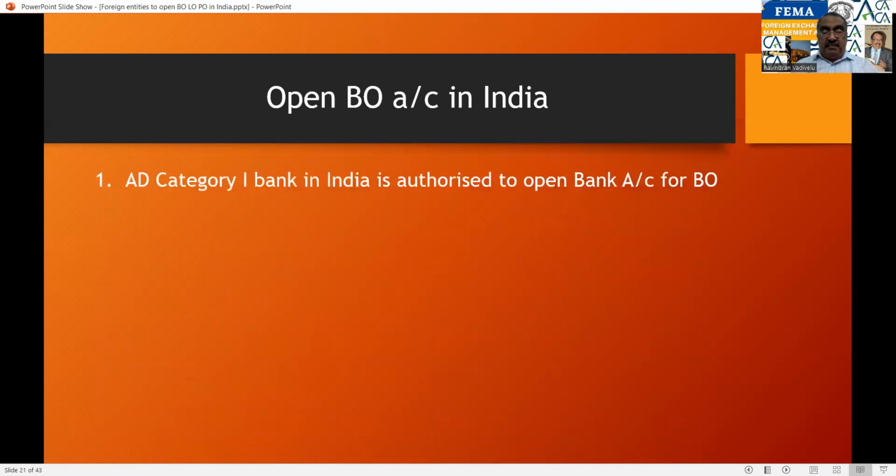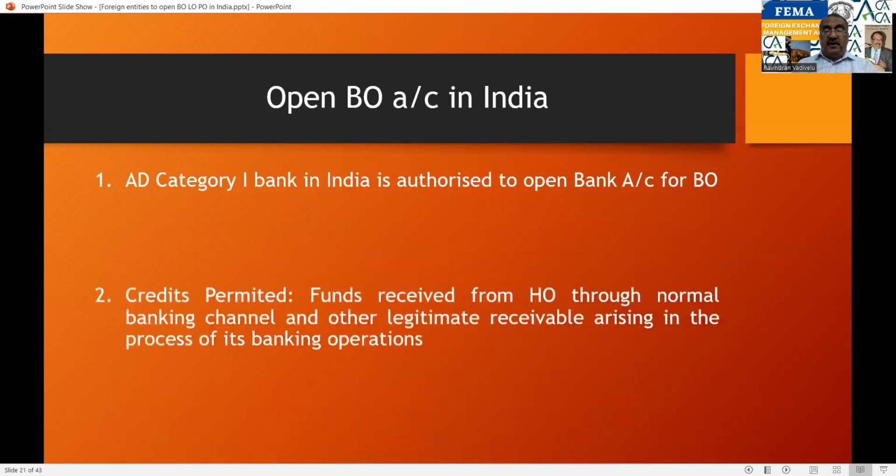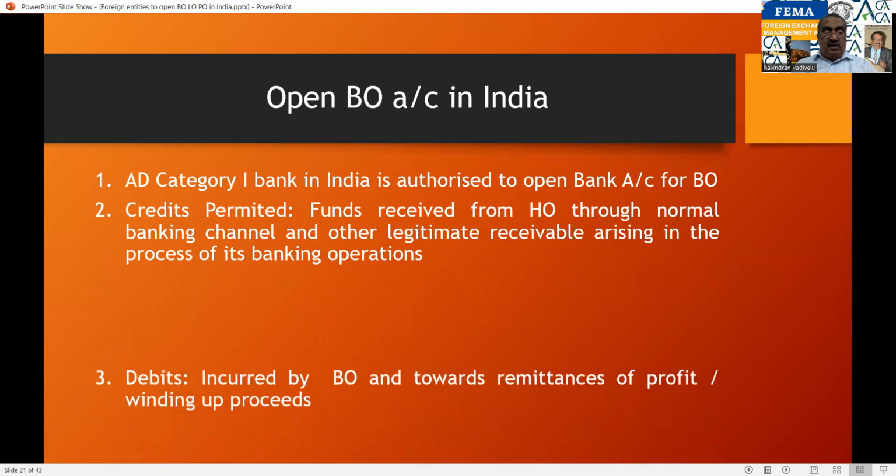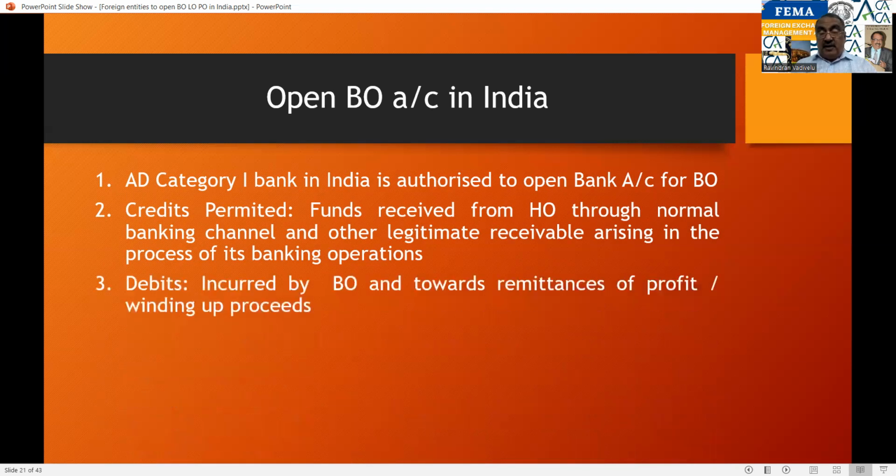Once again, they have to make the application to an authorized dealer category 1 bank to open the account. So now they want to open the bank account for the branch office. Then what are the credits permitted? Again, funds received from HO through the normal banking channel and other legitimate receivables arising in the process of its banking operations. And what are the debits allowed? Those incurred by the branch office and towards remittances of profit or winding up proceeds.